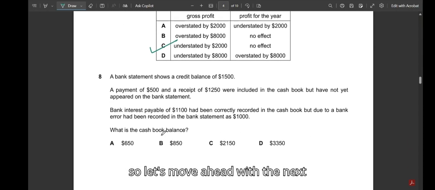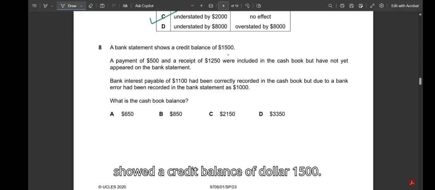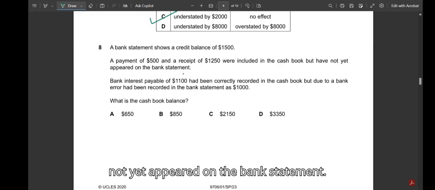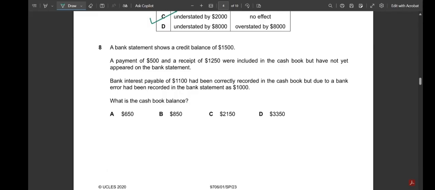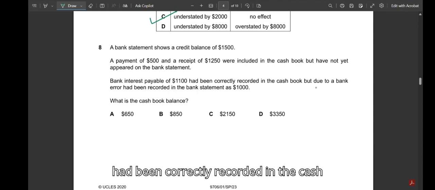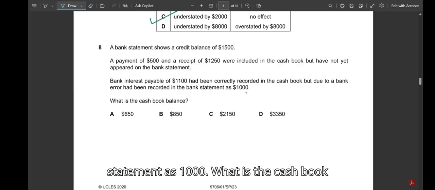Okay. So let's move ahead with the next question. That is, a bank statement showed a credit balance of 1,500, a payment of 500, and a receipt of 1,250 were included in the cash book but have not yet appeared on the bank statement. Bank interest payable of 1,100 had been correctly recorded in the cash book, but due to the bank error, it had been recorded in the bank statement as 1,000. What is the cash book balance?